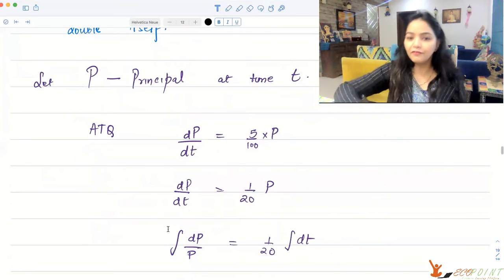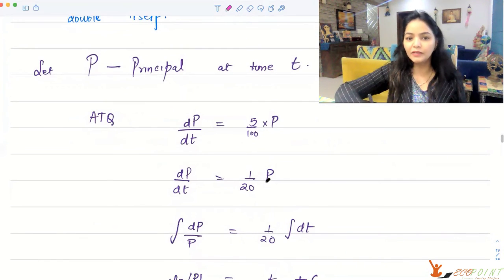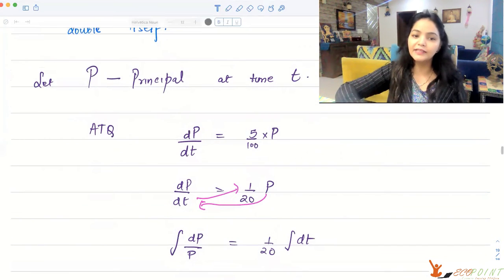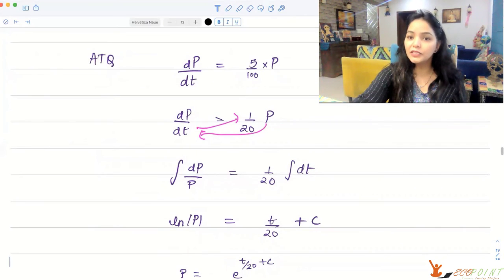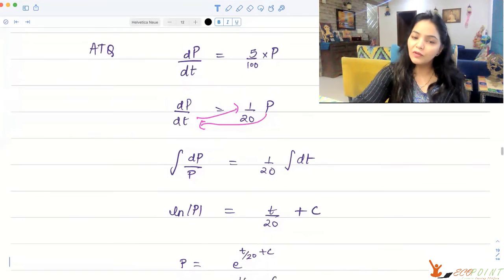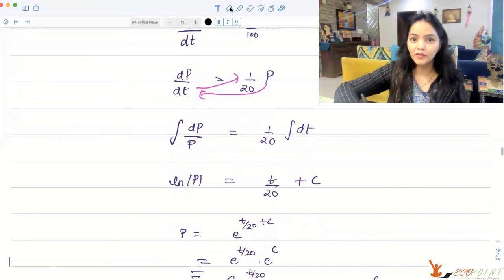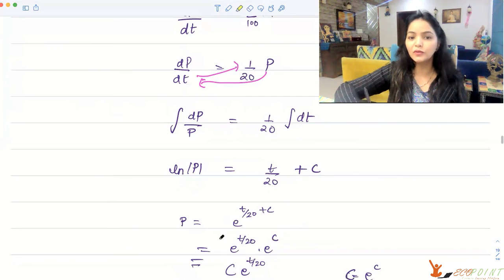If I take the P terms together, it'll be P out here and t with 1 by 20. So I have dP upon P is equal to dt upon 20. Integrate on both the sides. So you'll have log P is equal to t by 20 plus C. There's a constant C, right? You can get rid of log by taking e. Entire log is basically exponential. So you take the exponential and you will get P is nothing but e to the power t by 20 plus C.